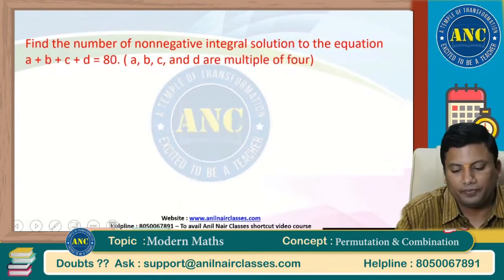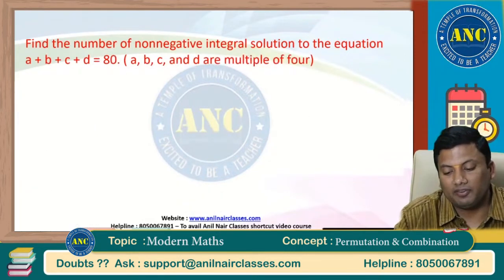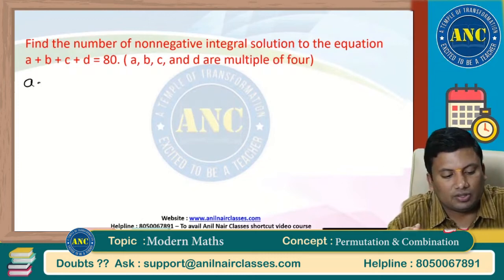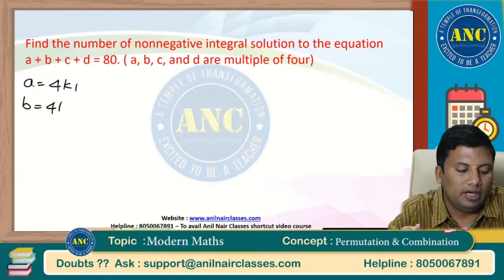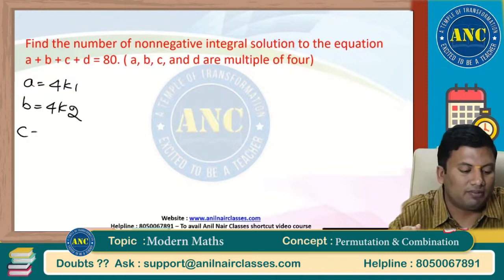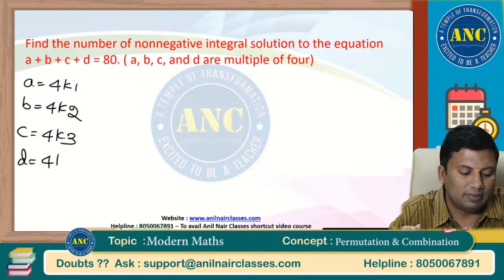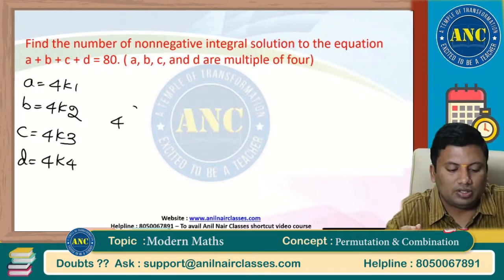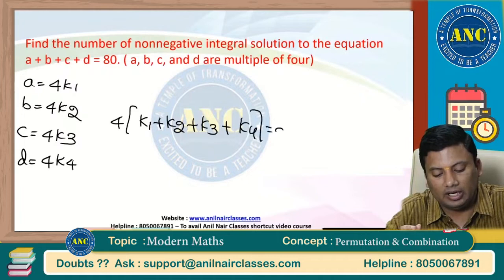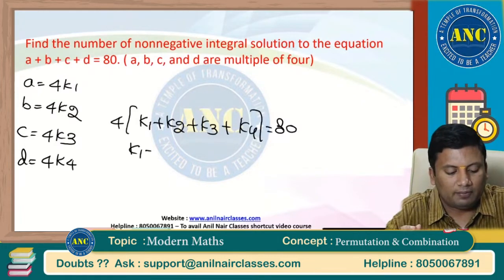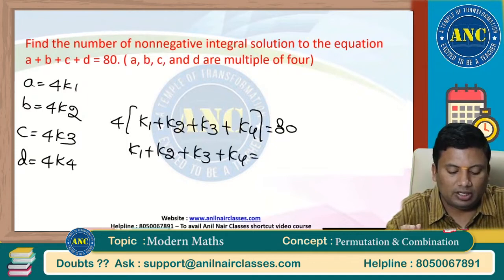Next one. Find the number of non-negative integral solutions. A will be a multiple of 4, so A is 4k1, B is 4k2, C is 4k3, and D is nothing but 4k4, since any multiple of 4 is 4 times something. So 4 times (k1 plus k2 plus k3 plus k4) is nothing but 80, so k1 plus k2 plus k3 plus k4 is 20.